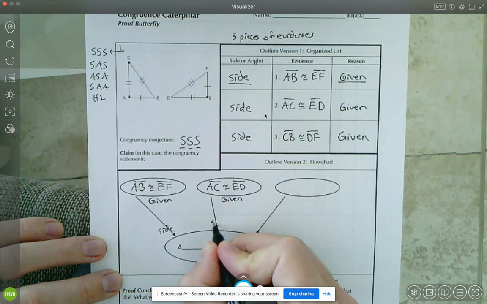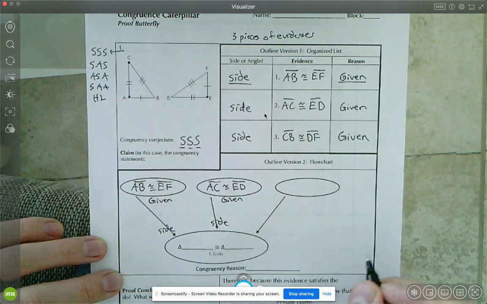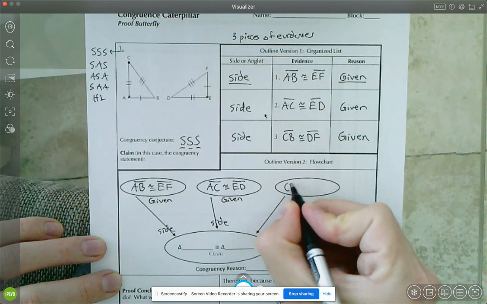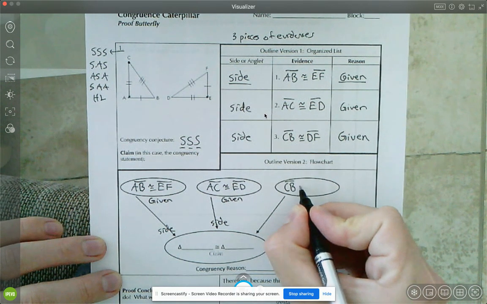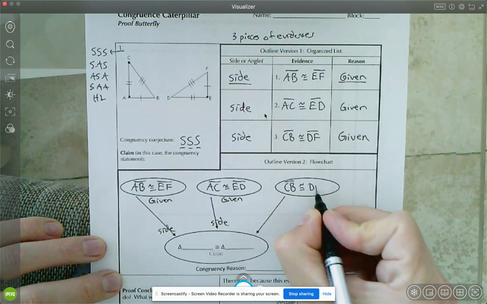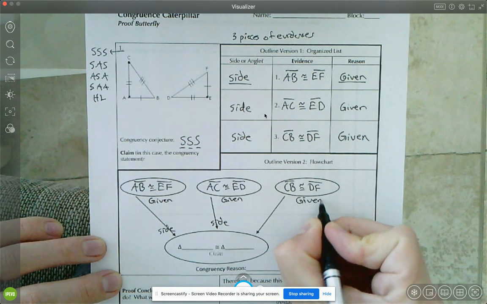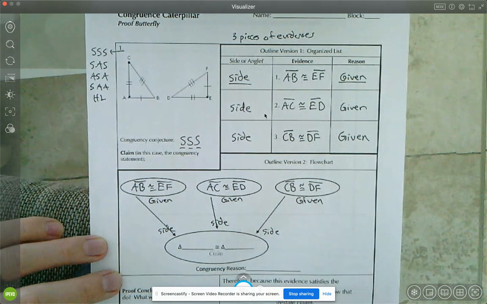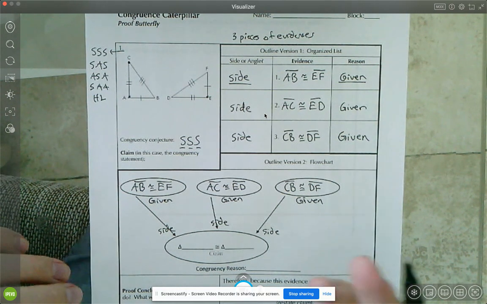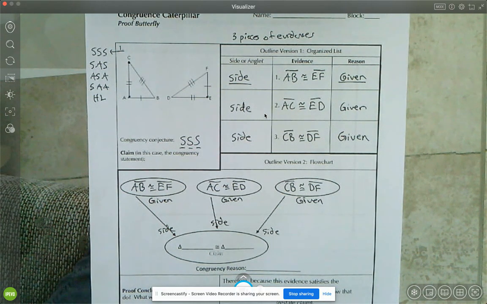And again, this is another side. And our third piece is side CB is congruent to side DF. That is also given. That's our third side. So we're now ready to make a statement. We're now ready to be kind of powerful in this moment.